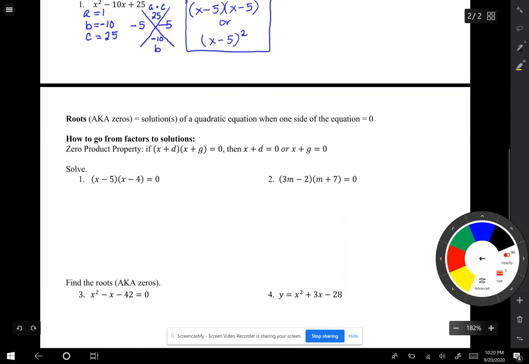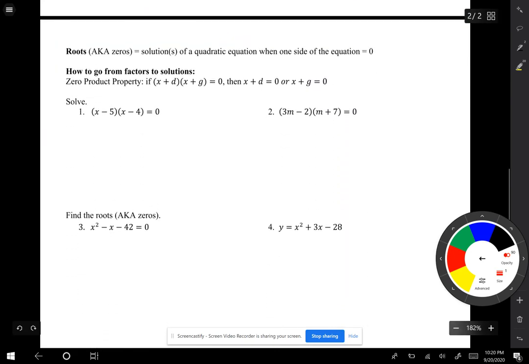Great. Okay, the second part of section 4.3 talks about roots. So another name for roots, also known as zeros, they're also known as solutions. They are the answers or the solutions of a quadratic equation when one side of the equation is equal to 0. But one side must be equal to 0, or you cannot use the following property.